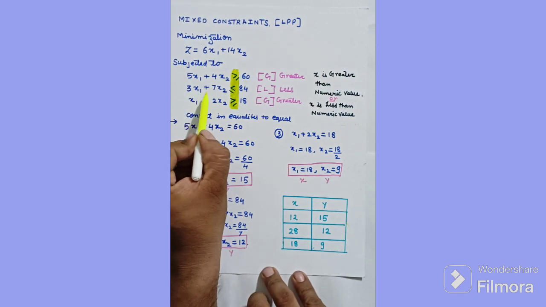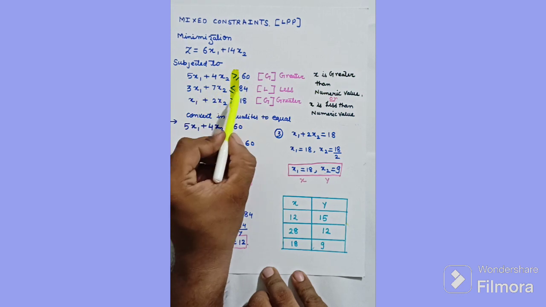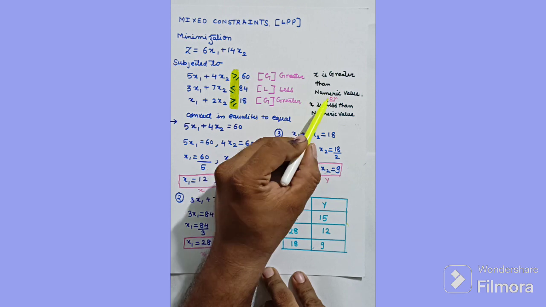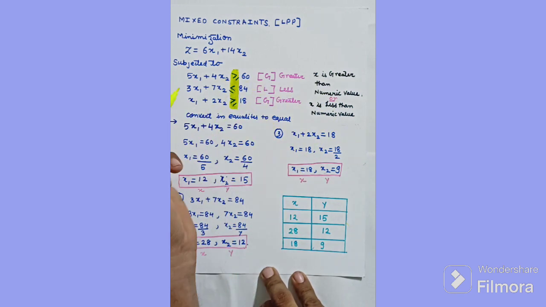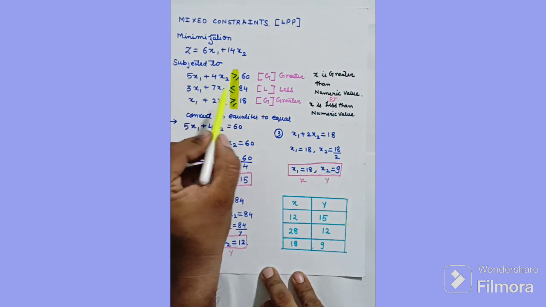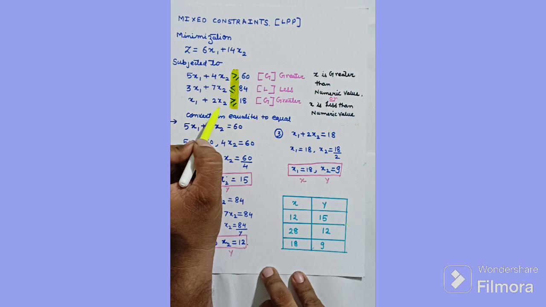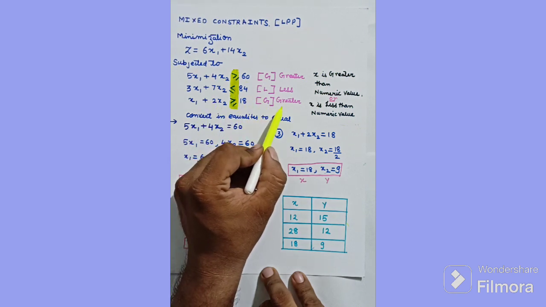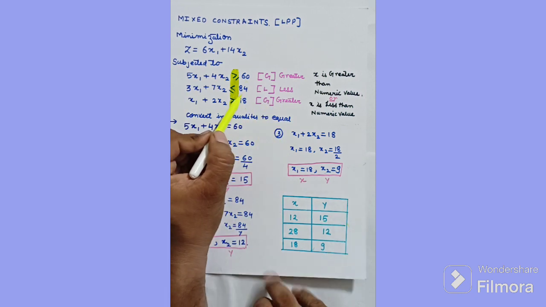And second, 3x1 plus 7x2 is less than 84. So I have written L here: the x value is less than the numeric value. That means the numeric value is greater than x. Third, x1 plus 2x2 is greater than 18. So the x value is greater than the numeric value.